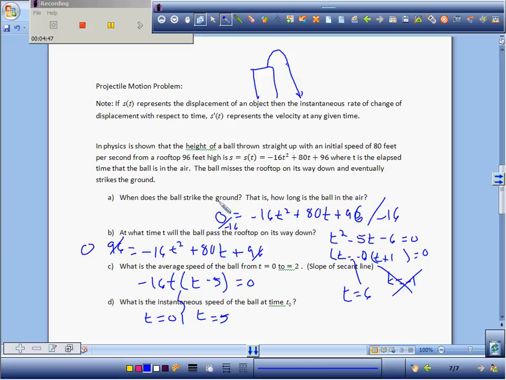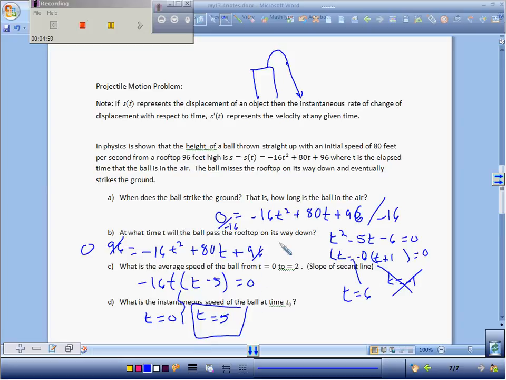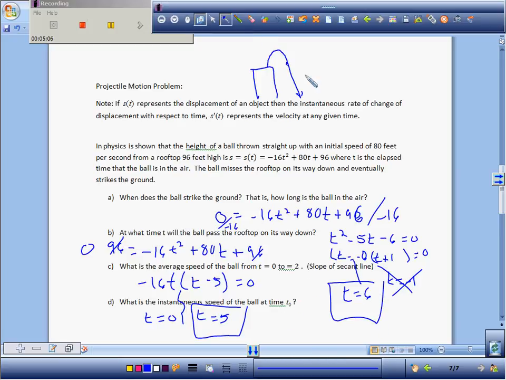And t equals 5 corresponds to the time at which it goes up and then comes down and is even with the top of the roof again. So remember these: 5 seconds and 6 seconds, because you use them to solve the rest of the problem. At 6 seconds, the ball will hit the ground, and at 5 seconds, the ball will be even with the top of the rooftop.